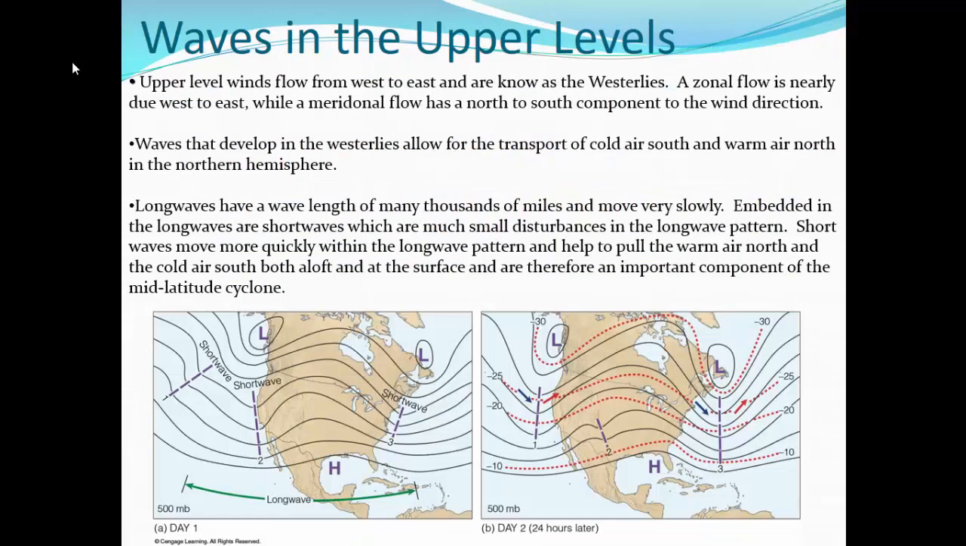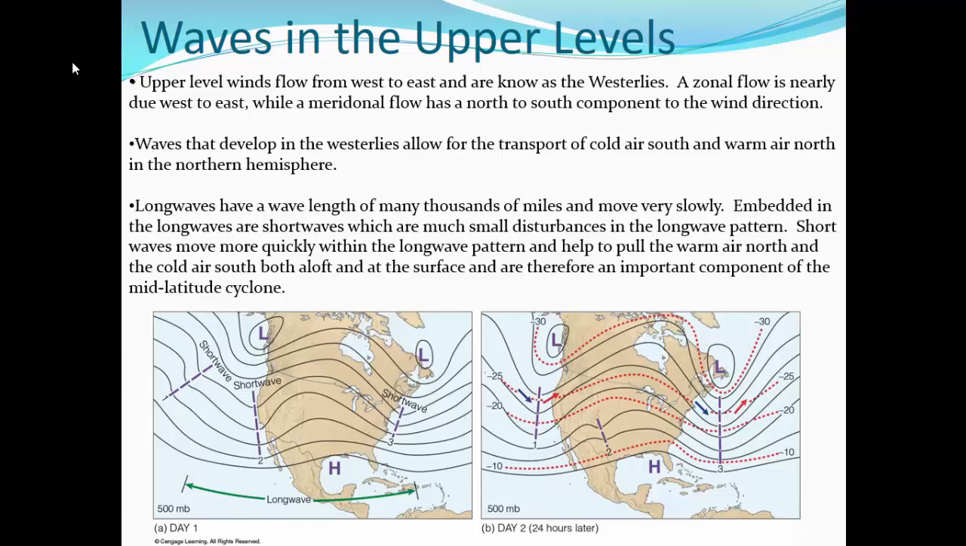So those waves in the upper levels of the atmosphere, both these illustrations at the bottom are showing the 500 millibar level, so that's the upper levels of the atmosphere. Those waves, whether they're troughs that we were looking at in the previous slide or even ridges, are called long waves. And when you go from one trough to the next, or from one ridge to the next, that is one long wave in the atmosphere. So upper level winds flow from west to east, and they are known as the upper level westerlies.